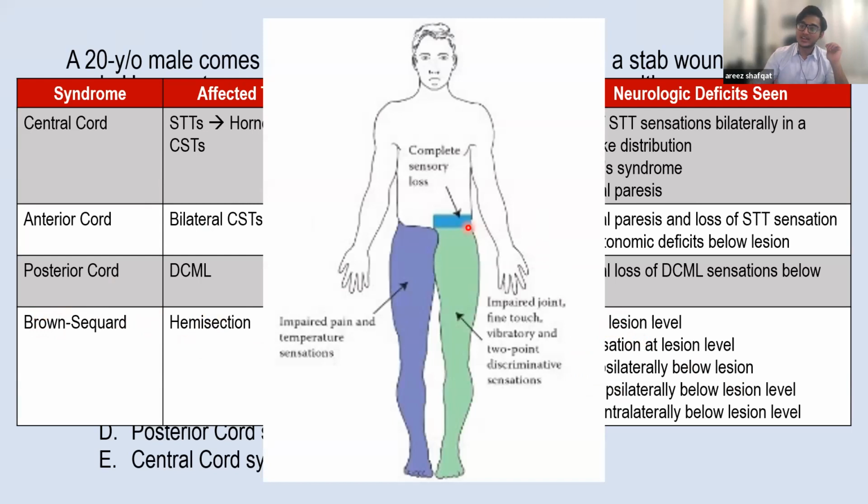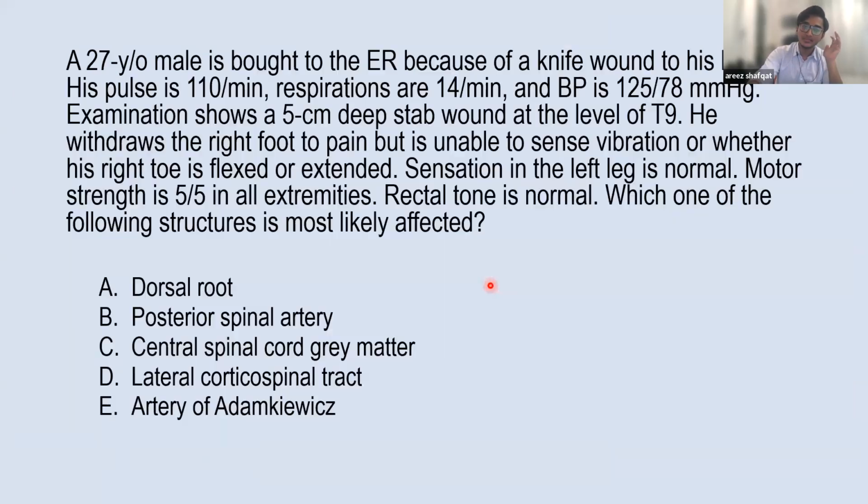Okay, so these are the findings. Number 1 is complete sensory loss at the level of the lesion because of involvement of the dorsal root. There are lower motor neuron findings at the level of the lesion. There are upper motor neuron findings below the level of the lesion ipsilaterally. There is loss of dorsal column sensations below the level of the lesion ipsilaterally. And there's a loss of spinothalamic sensations below the level of the lesion contralaterally. All right. So these are 5 findings which you will see in a Brown-Séquard patient.